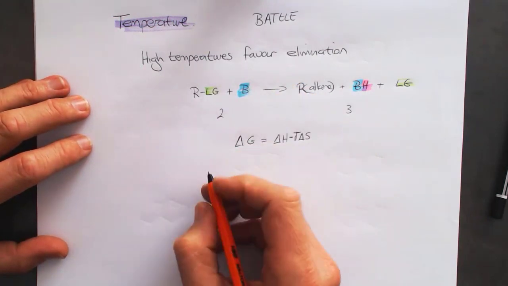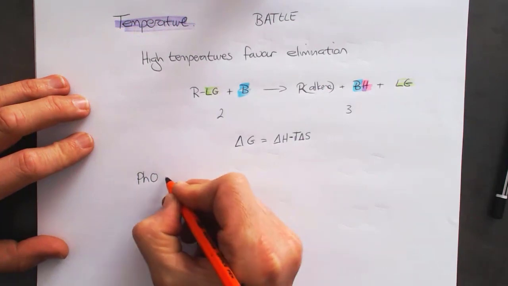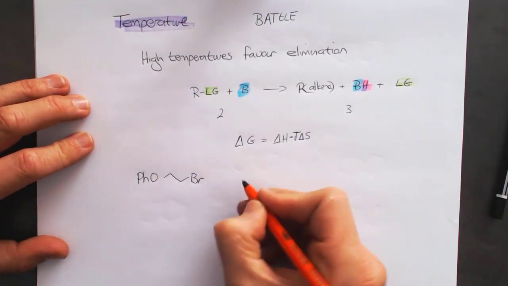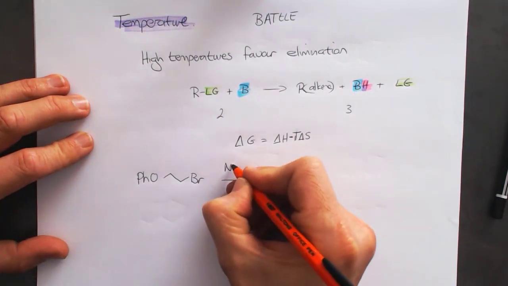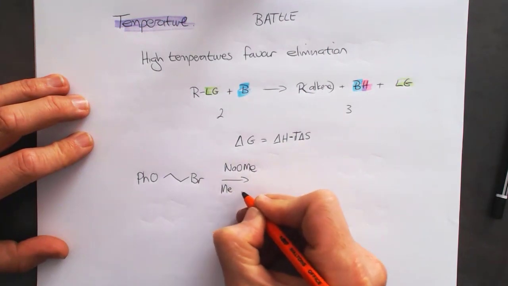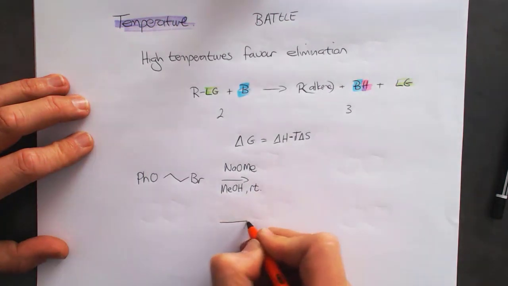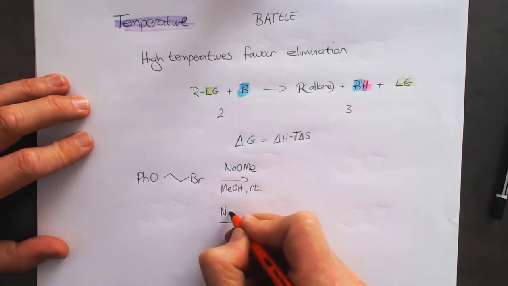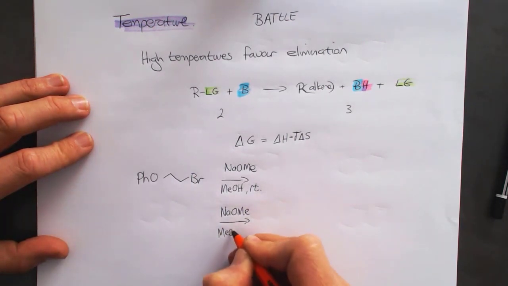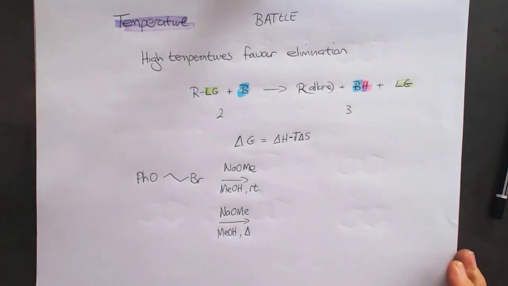So we can look at just two examples. This basically comes from the literature. So I've got this starting material over here. I'm going to treat it with sodium methoxide, methanol, and room temperature. And then I'm going to do the same reaction, but now with sodium methoxide in methanol, but heating up. So we can do it at reflux.